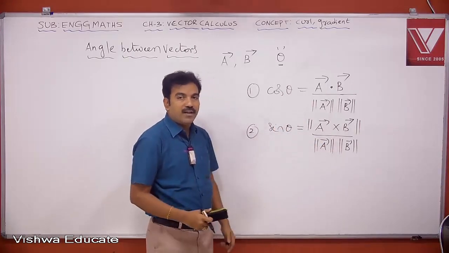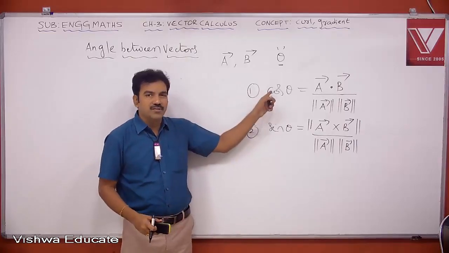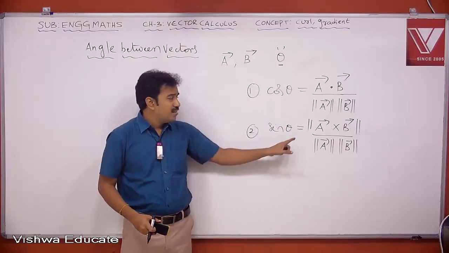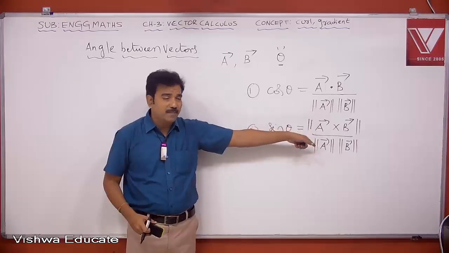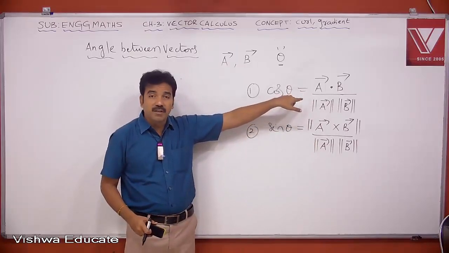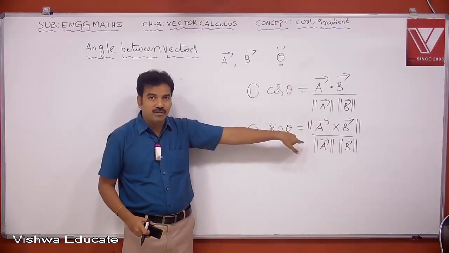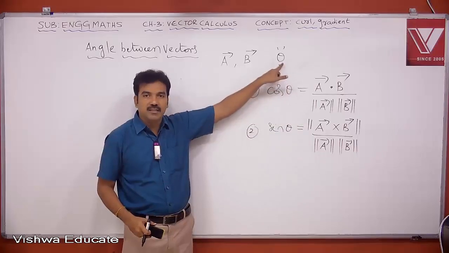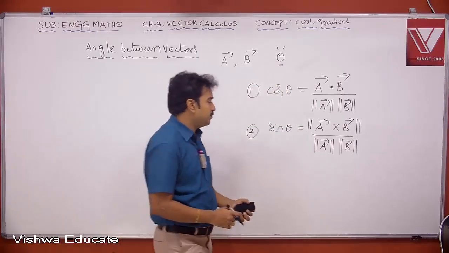So when you want to find the angle between two vectors, always prefer this. Even if you follow this, you get the result, but it involves the cross product. It takes some time. Finding the dot product is much simpler compared to finding the cross product. But both will give the same result for theta. Let us see an example.